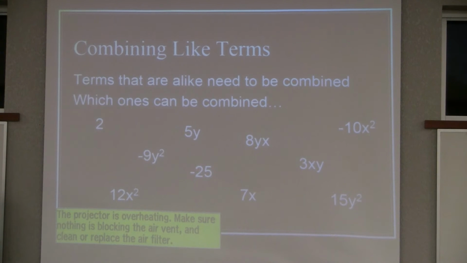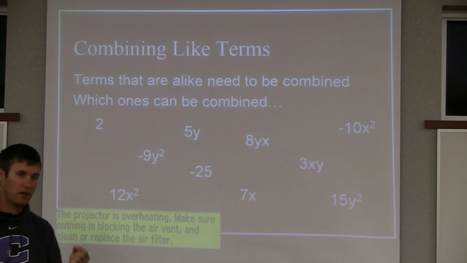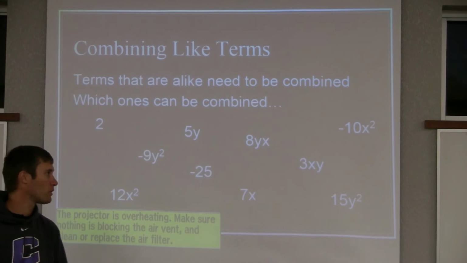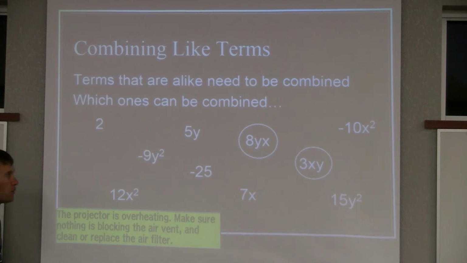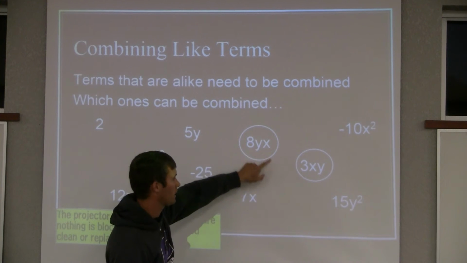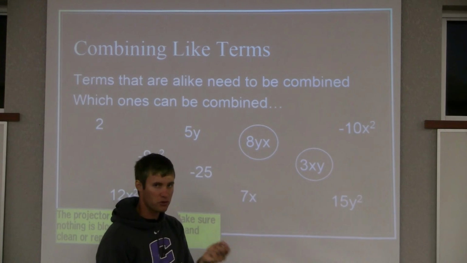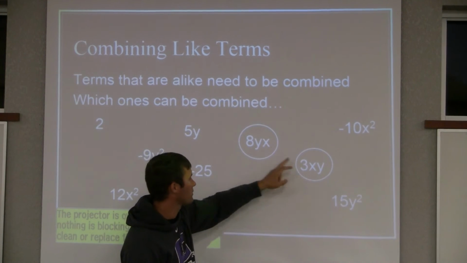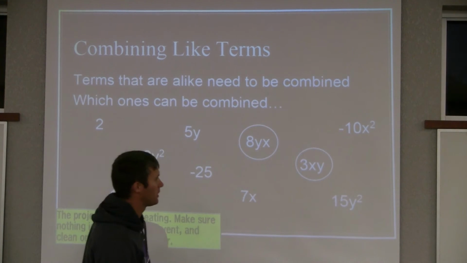Combining like terms. In order for something to be like terms, they have to have the same variable and same exponent. So like terms up here would be right here, 8yx and xy. It doesn't matter if the order of the variables is switched. They both have an x, they both have a y. So those would be like terms.